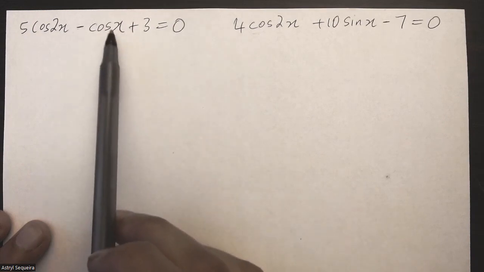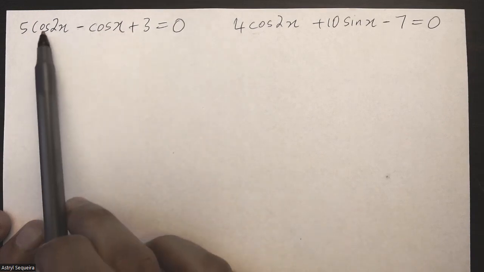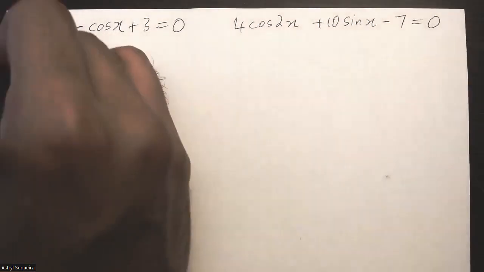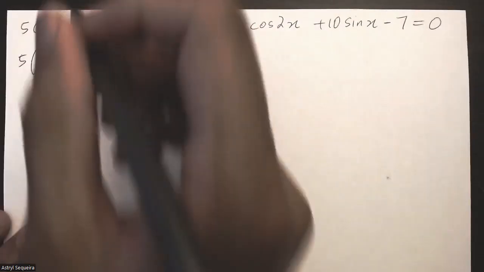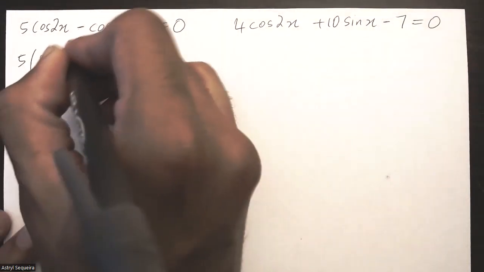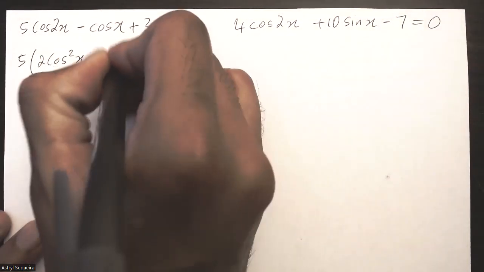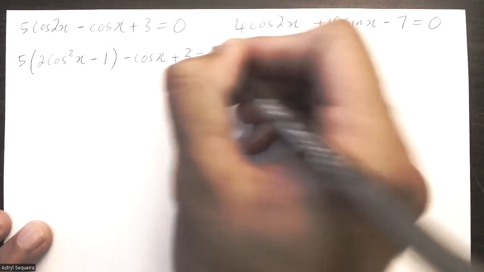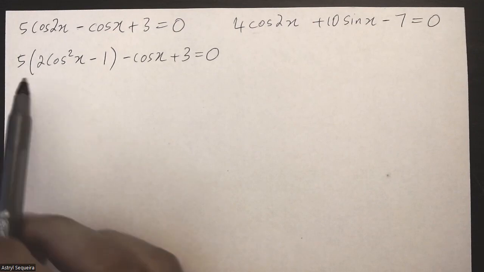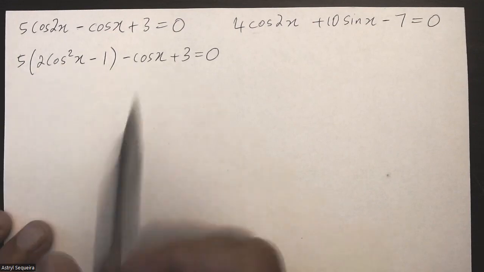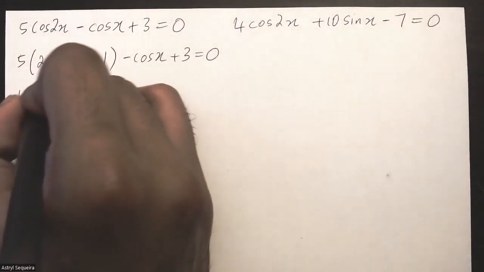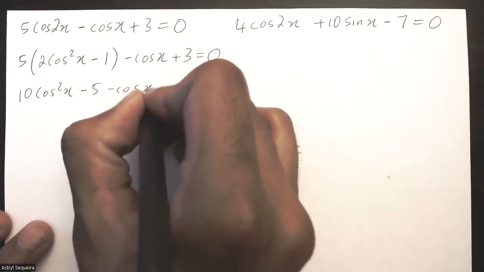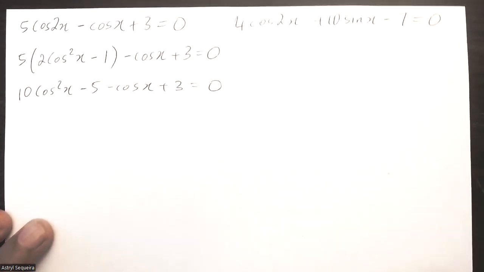In this question, my other term is a cos x, so I want to convert cos 2x into a cos term as well using my double angle formulas. I'm going to switch that to 2 cos squared x minus 1. The rest of the equation stays the same. Now I want to multiply this 5 into this bracket. So that's going to become 10 cos squared x minus 5 minus cos x plus 3 equals 0.